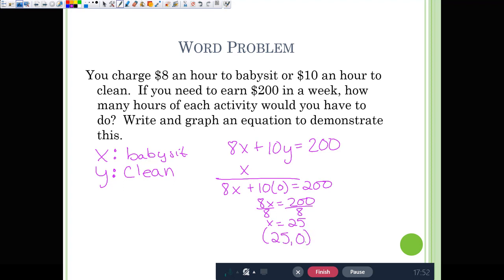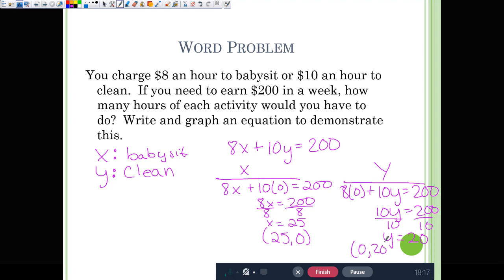Then I'm going to do the same thing. I'm going to find my y-intercept. What value is going in for x? 0. So I'm going to have 8 times 0 plus 10y equals 200. So 10y will equal 200. Divide by 10. Y is going to equal 20. So this ordered pair is going to be 0, 20.